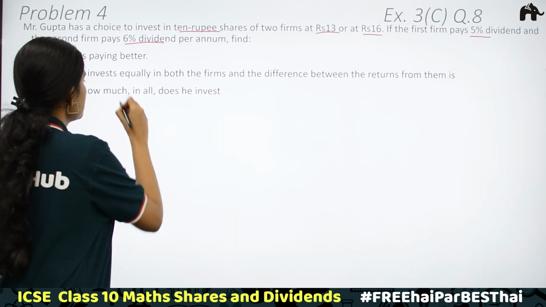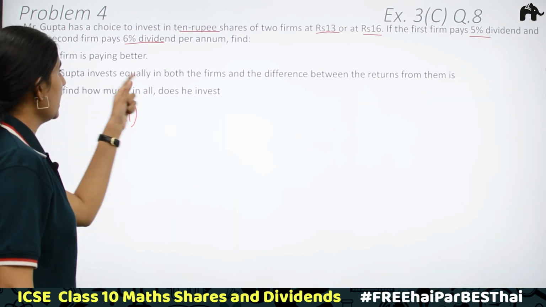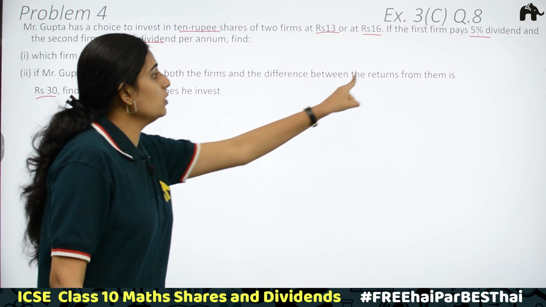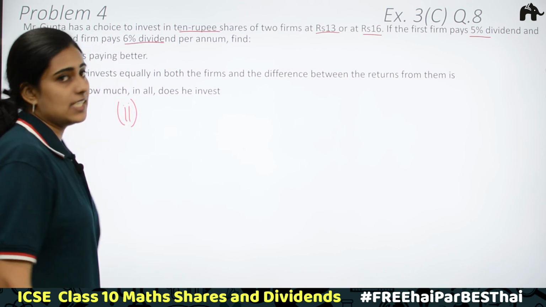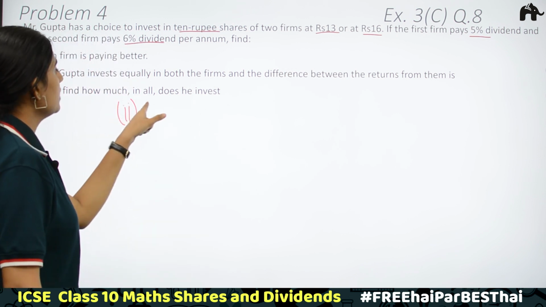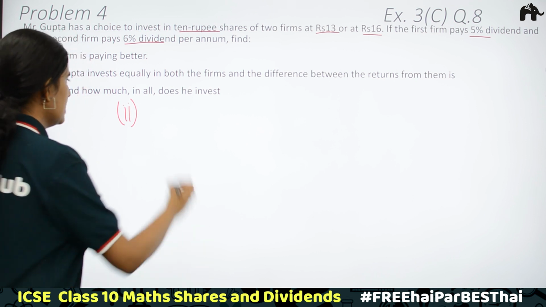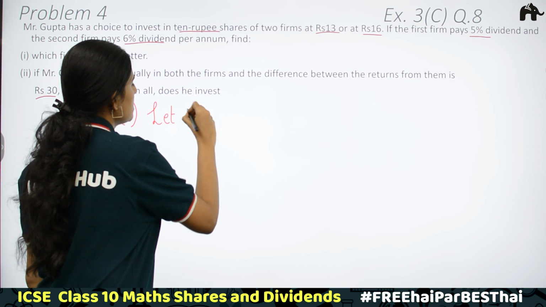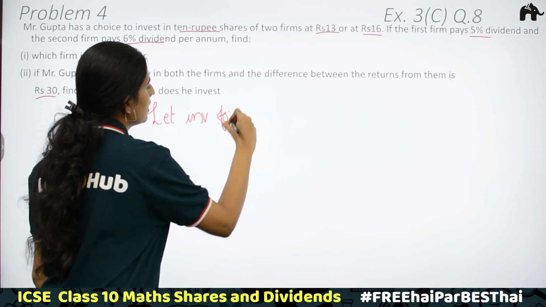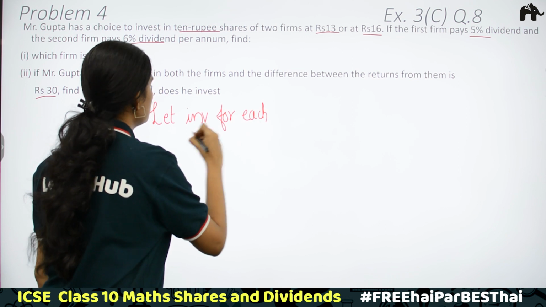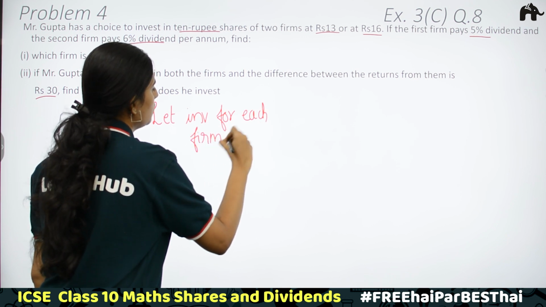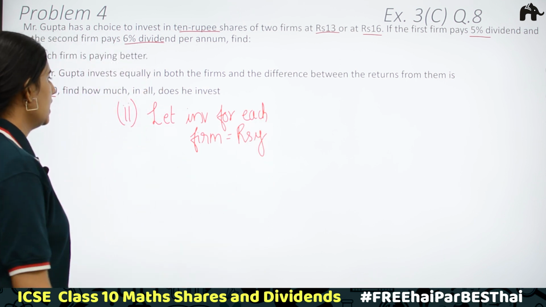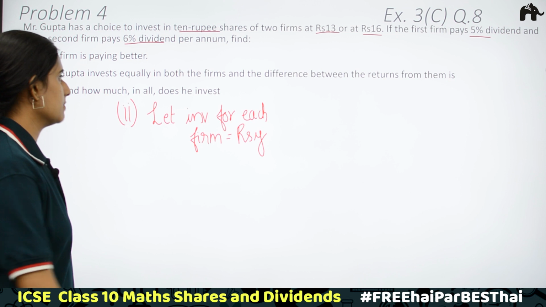Yes, second part. If Mr. Gupta invests equally in both the firms, we don't know how much he invests, and the difference between the returns from them is rupees 30, find how much in all does he invest. Let investment for each firm is equal to, say, rupees Y. Okay, we don't know how much it is. He invests rupees Y in both the firms.